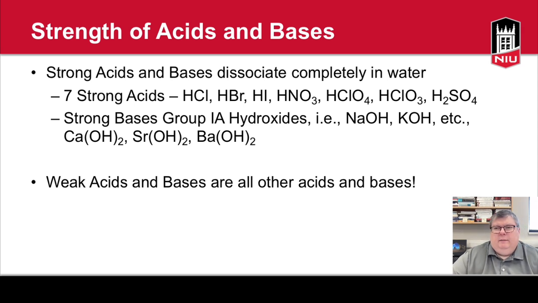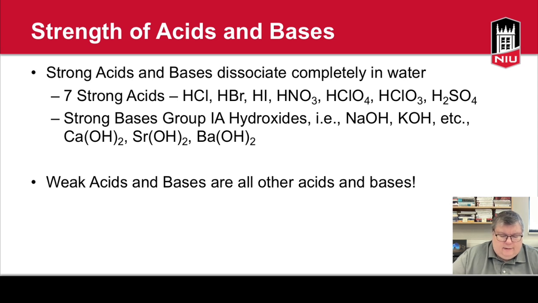Now, the strength of acids and bases are very important in that we need to know whether a base or an acid is strong or weak. A strong acid and base is something that completely dissociates in water. There are 7 strong acids: HCl, HBr, HI, HNO3, HClO4, HClO3, and H2SO4. It's important to know what are your strong acids because then you can know what are your weak acids. If it's not one of the strong acids, it must be weak.